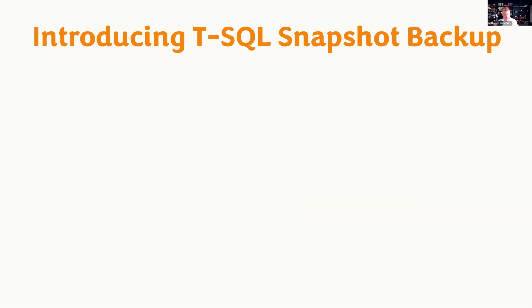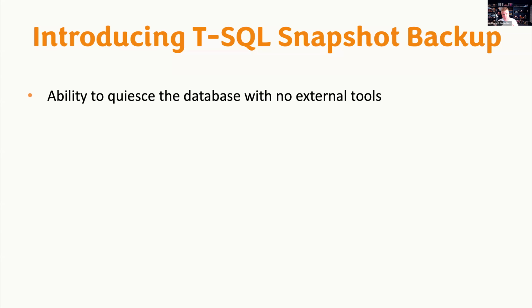And I know all those old school and hardcore DBAs just rolled their eyes: snapshots. But hear me out. In 2022, the game has changed, right? In SQL Server 2022, Microsoft took the ability to quiesce the database out of the hands of VSS and any external tools and put it straight into the database engine. So the database engine is in charge of this entire process. So SQL Server knows when it's going to freeze and thaw a database.